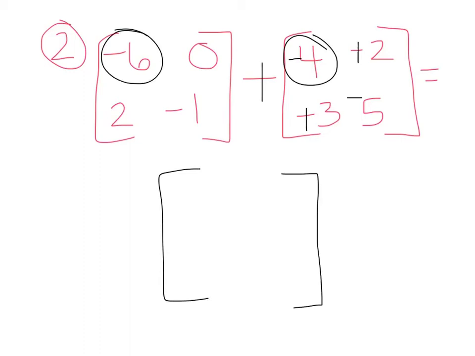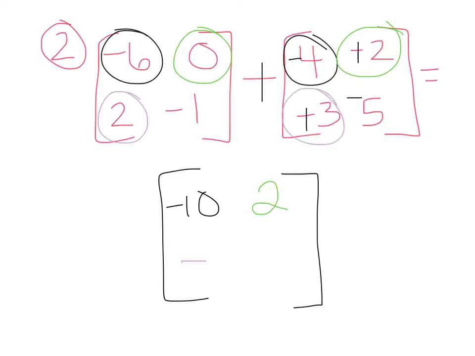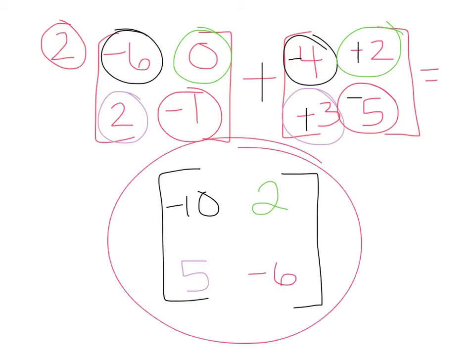-6 and -4 gives you -10. 0 and +2 gives you a 2. 2 and +3 gives you 5. And then finally we have -1 and -5 to give you -6. And there would be your final answer.